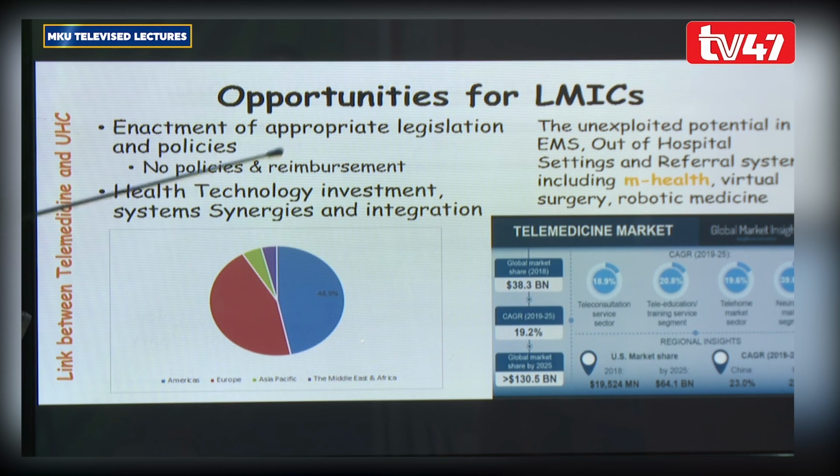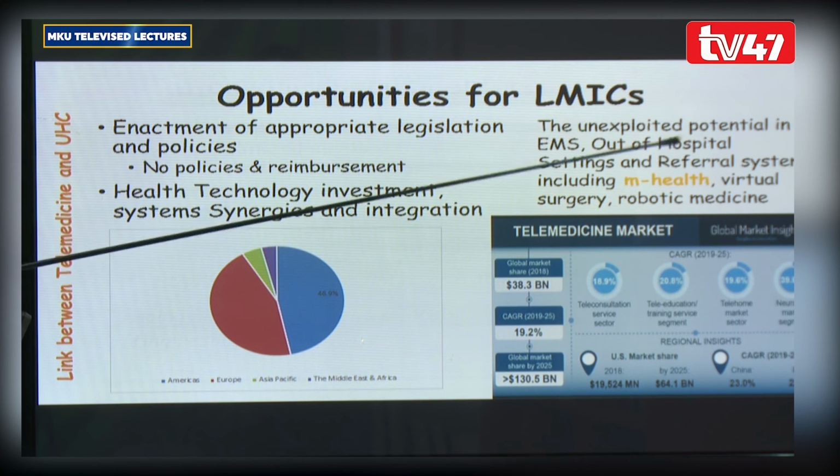And therefore, we need this in terms of appropriate registration and policies and reimbursement for insurance and these other things, integration of systems. And this can be very useful in terms of emergency medical services, in terms of referral system, and in terms of how we provide care, at least at a very low cost.